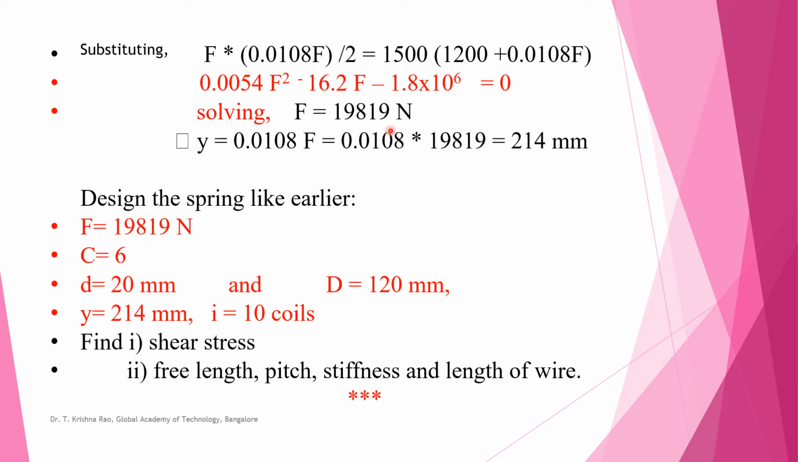We get F value as 19,819. Then Y we can substitute and find out the Y value. With this F and Y and other given data, we complete the 7 steps of design.